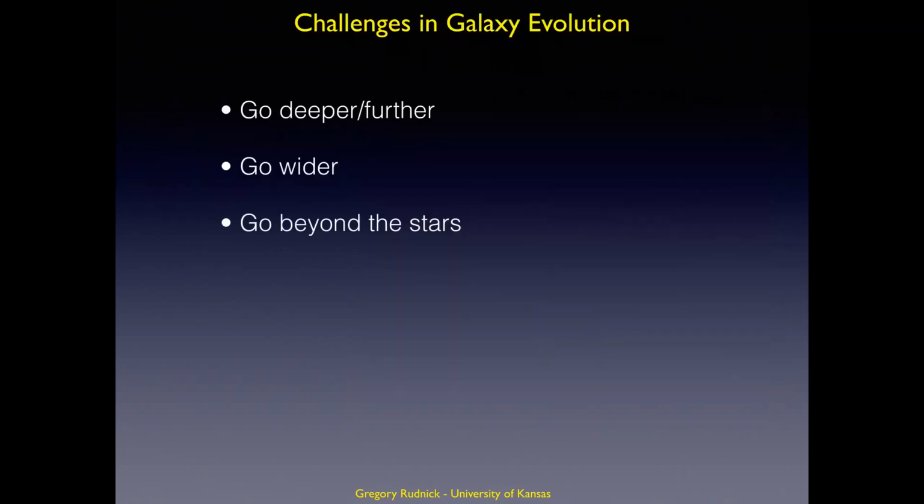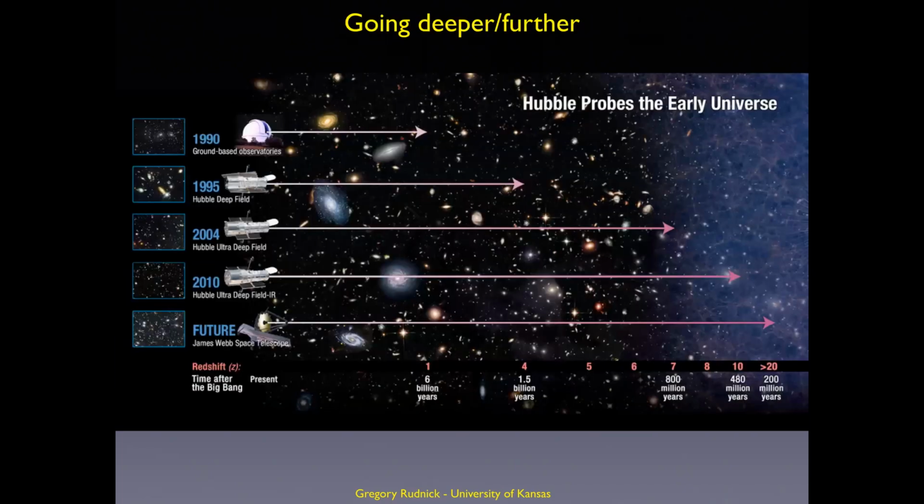And I'll give an example of a telescope we're using to study this right now. So what are some of the challenges in galaxy evolution? Well, we want to go deeper and further. We want to go wider, and we want to not just look at the stars. So going deeper and further. We can use different telescopes to go farther and farther back in time by looking farther and farther away. So in the 90s, with ground-based observatories, we were limited only to about the universe when it was twice as small as it is today, about 6 billion years ago.